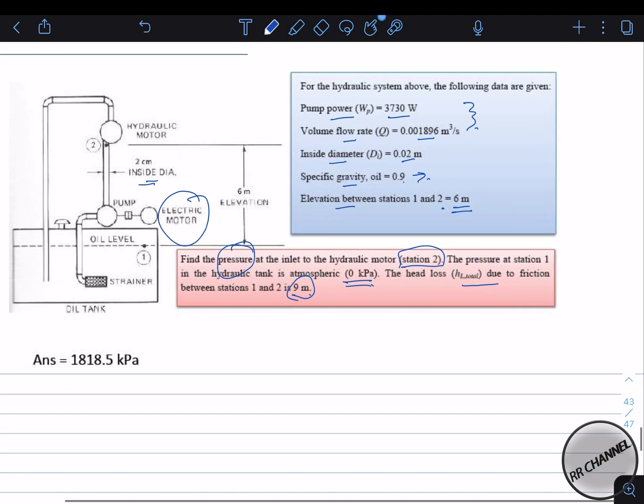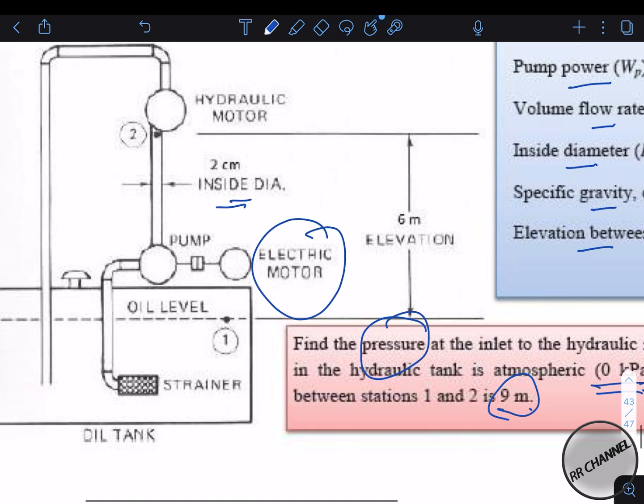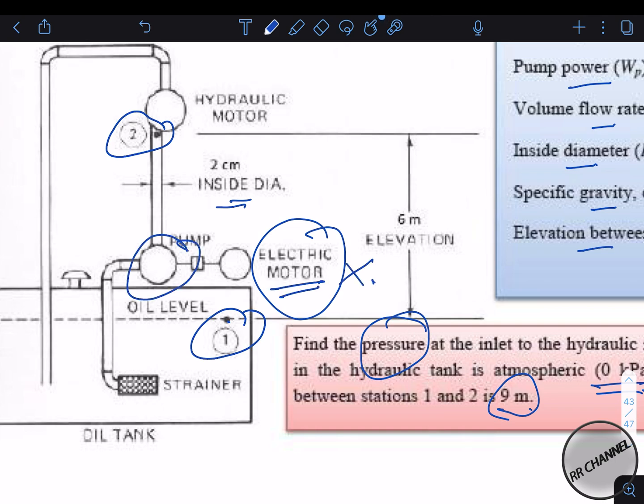Alright, so after we understand this problem, now we will analyze from point 1 to point 2, and what are the components we have from point 1 until point 2. So this is point 1, this is point 2. What is the component here? You have the pump here. This is the electric motor, and you do not need to put it into your Bernoulli equation because its power is already transferred into the pump. So you just consider the pump as part of the Bernoulli analysis, and then you need to consider also the losses produced by this pipe. However, it is already calculated just now.